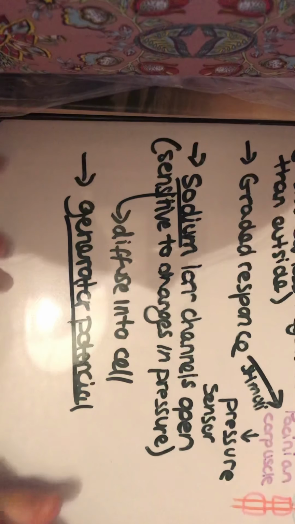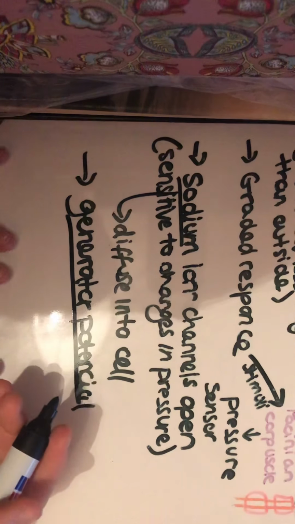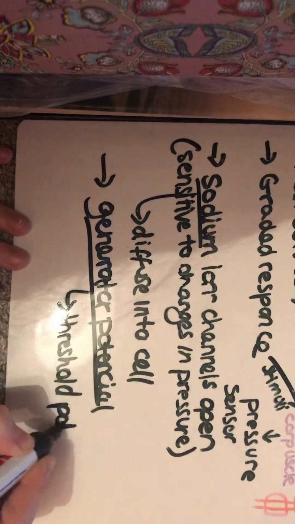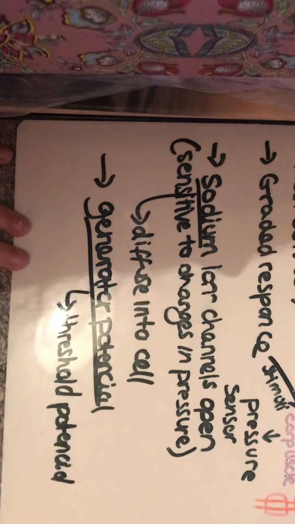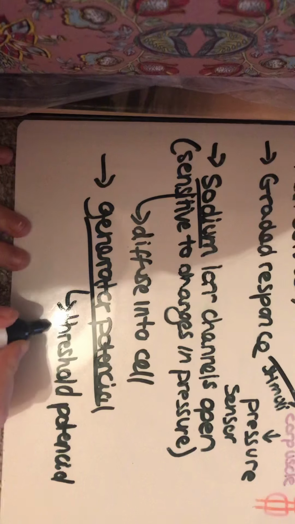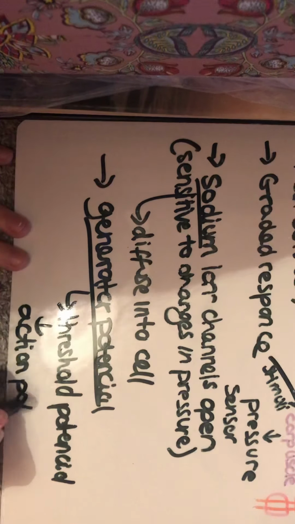Yeah, so once that's happened, we can say that once we've got this generator potential here, it can become large enough to reach the threshold potential, and it causes excitation at the nodes of Ranvier and can produce an action potential. So we can see how it's staged, and it's just part of creating the action potential.